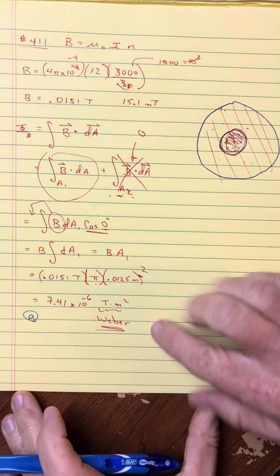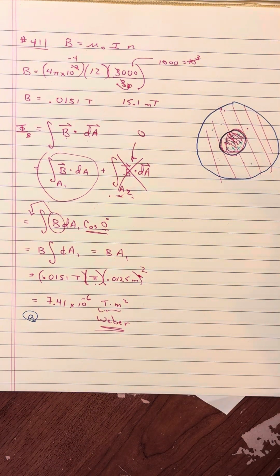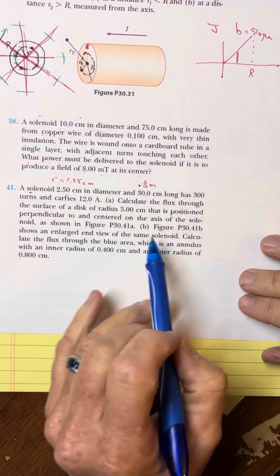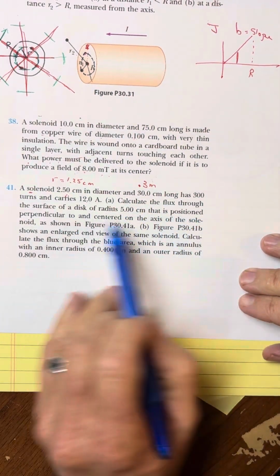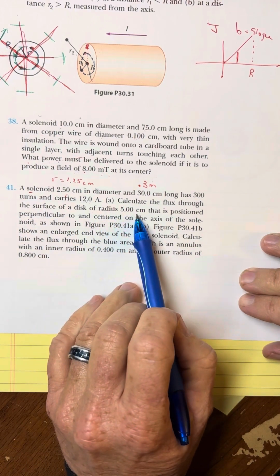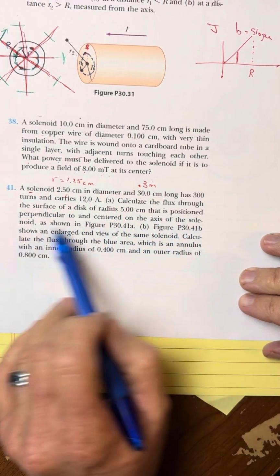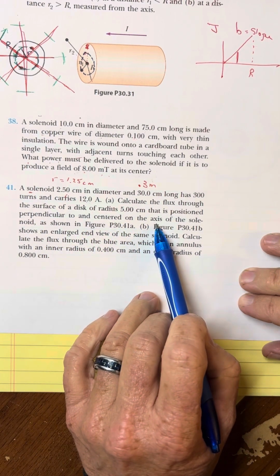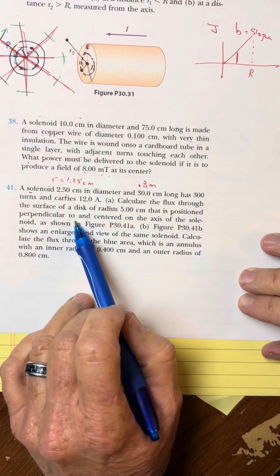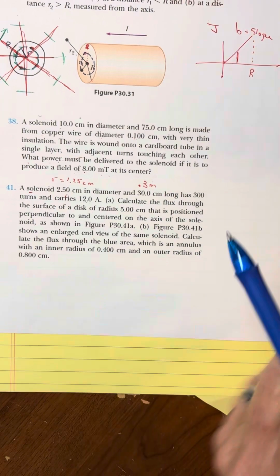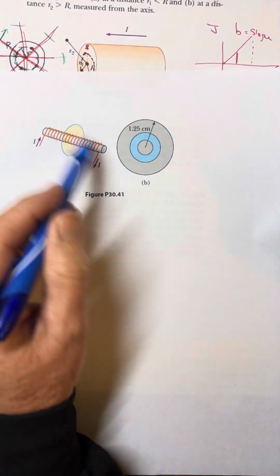Okay, so here is 41 where we did A. We talked about the flux. Here's the sheet we were looking at. It says calculate the flux through a surface of the disk, and then it gave it this radius, at a position perpendicularly to and centered on the axis of the solenoid as shown in figure A. And so we were looking here at this figure.